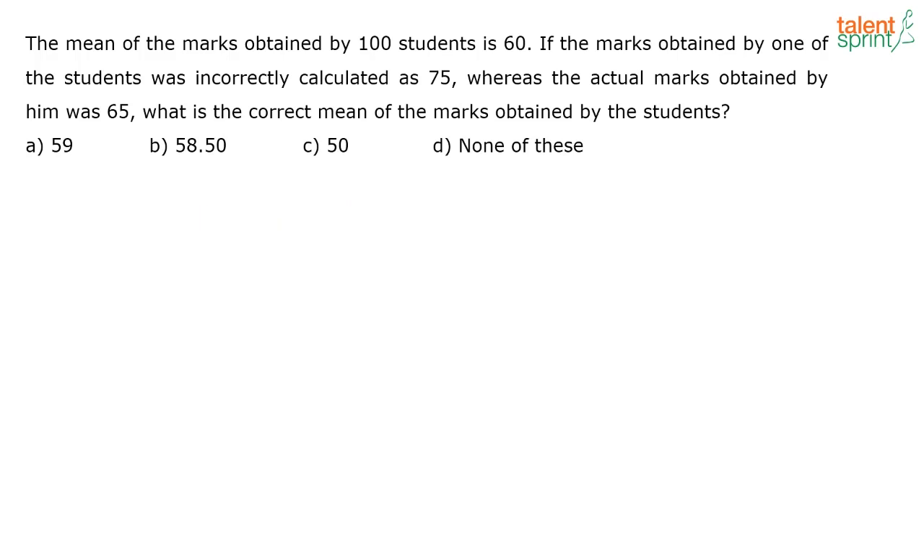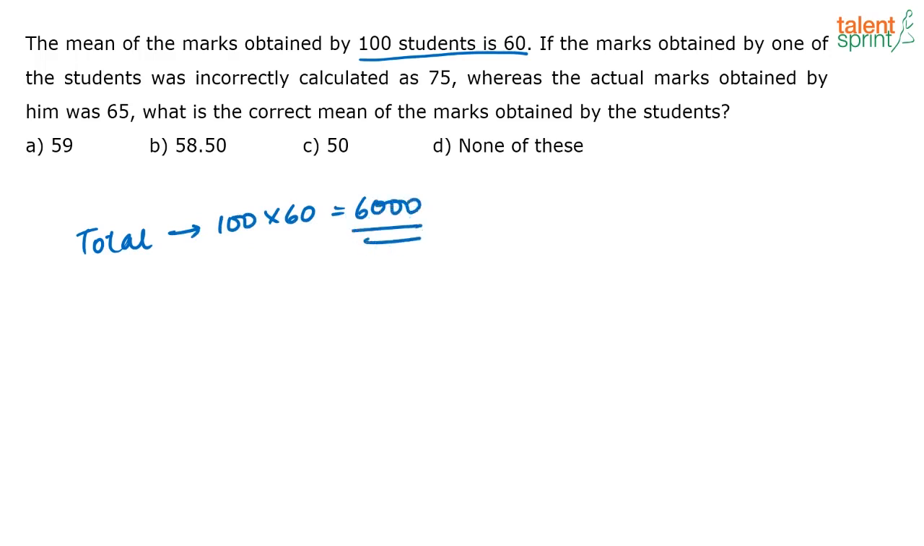Next one. The mean of the marks obtained by 100 students is 60. If the marks obtained by one of the students was incorrectly calculated as 75, whereas the actual marks obtained by him was 65, what is the correct mean of the marks obtained by the students? Whenever such questions come, the easier way to do it will be like this. Here the mean marks obtained by 100 students is given as 60. So what is the total marks of all these 100 students? Total marks is nothing but 100 into 60, that is 6000.